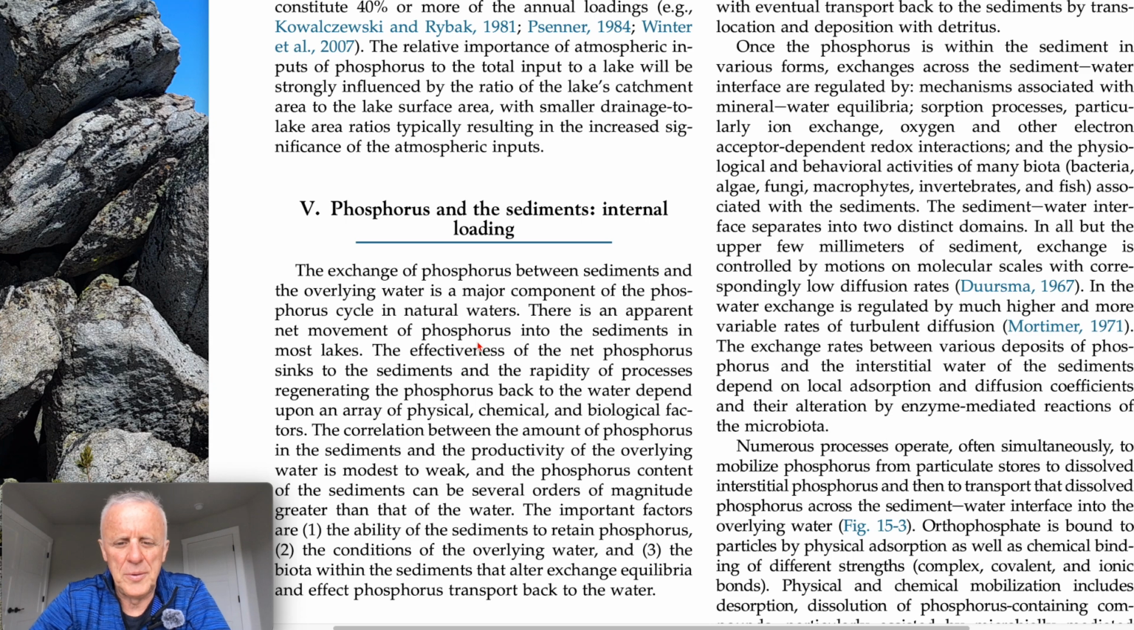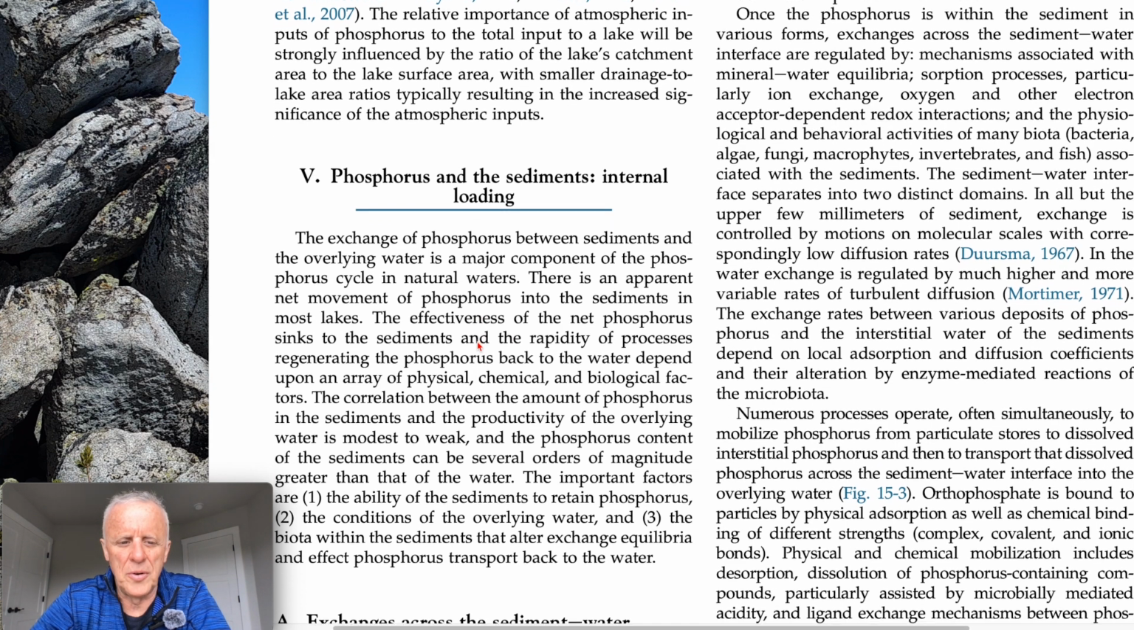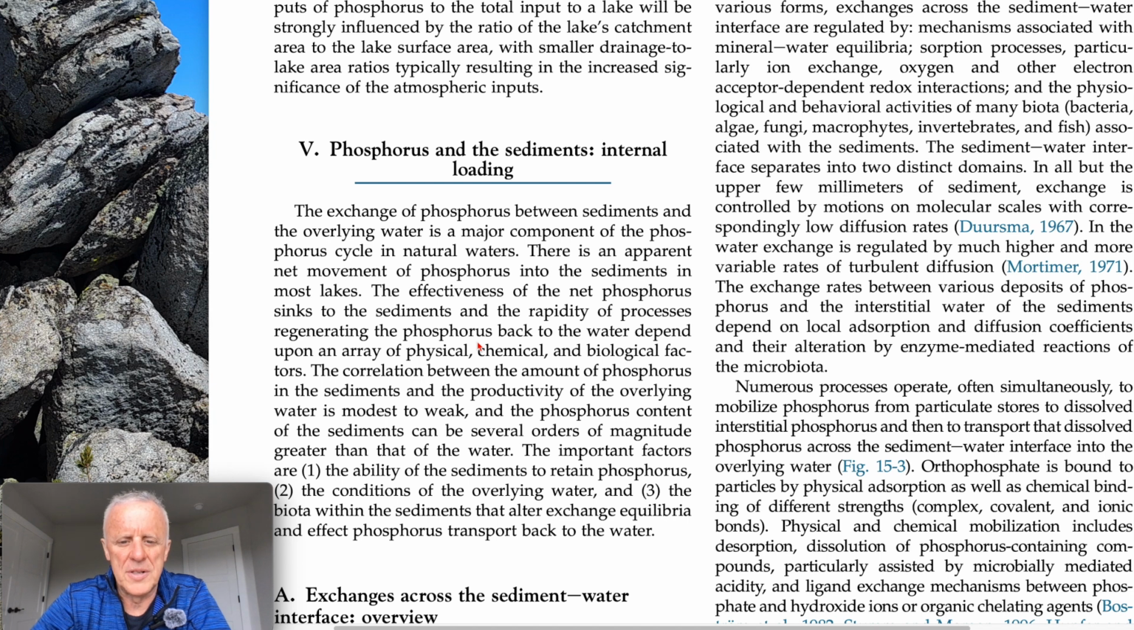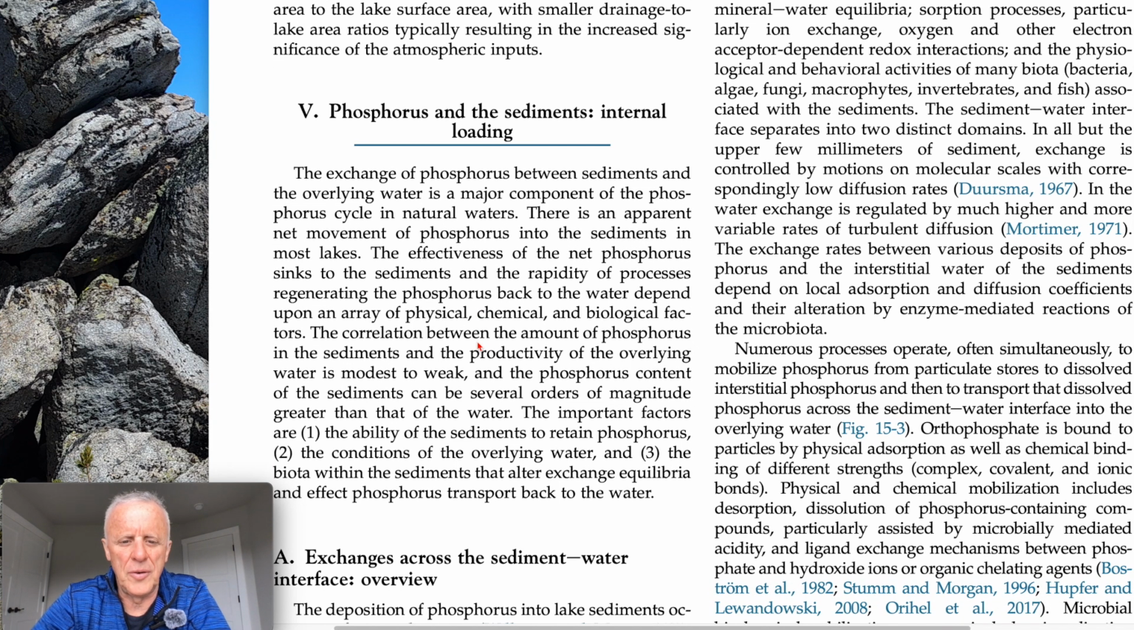The exchange of phosphorus between sediments and the overlying water is a major component of the phosphorus cycle in natural waters. There is an apparent net movement of phosphorus into the sediment in most lakes. The effectiveness of the net phosphorus sinks to the sediments and the rapidity of processes generating the phosphorus back to the water depend upon an array of physical, chemical, and biological factors. The correlation between the amount of phosphorus in the sediment and the productivity of the overlying water is modest to weak, and the phosphorus content of the sediments can be several orders of magnitude greater than that of the water.